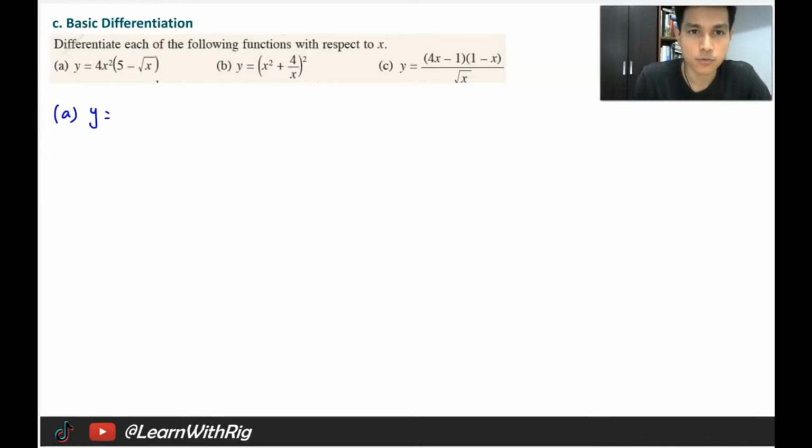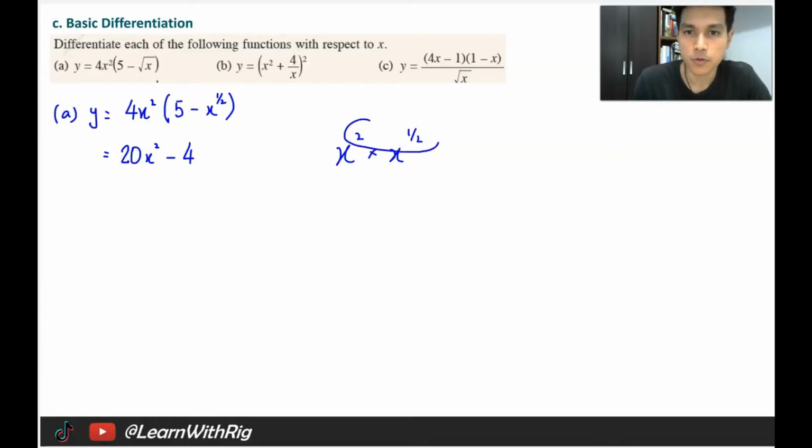So y equals 4x square times 5 minus square root x, and square root x is x power 1 over 2, correct? So when you expand this, what do you get? You get 20x square minus 4, and remember x square times x power 1 over 2, what is going to happen? The powers, you're going to add them up, like indices. So you get x power 5 over 2. Let me write this, x power 5 over 2.